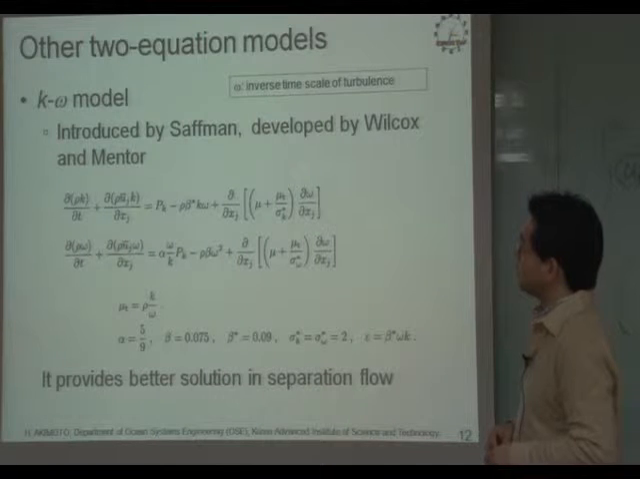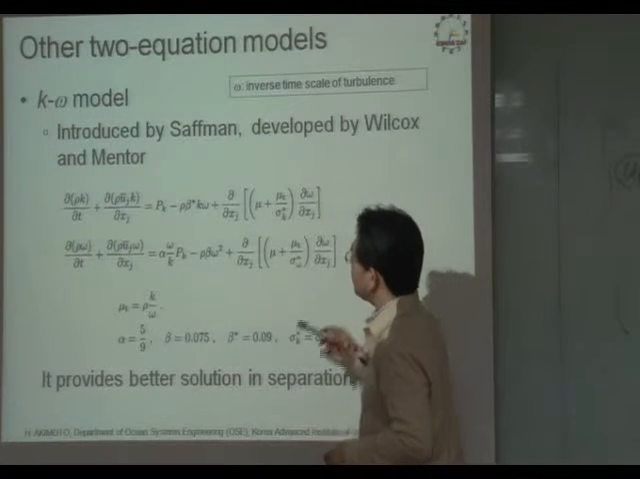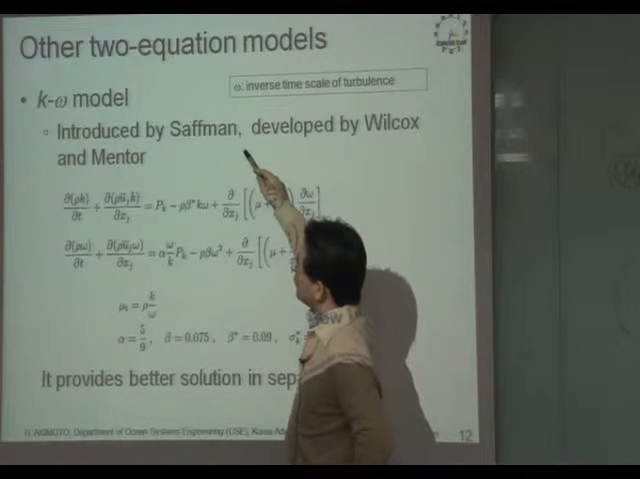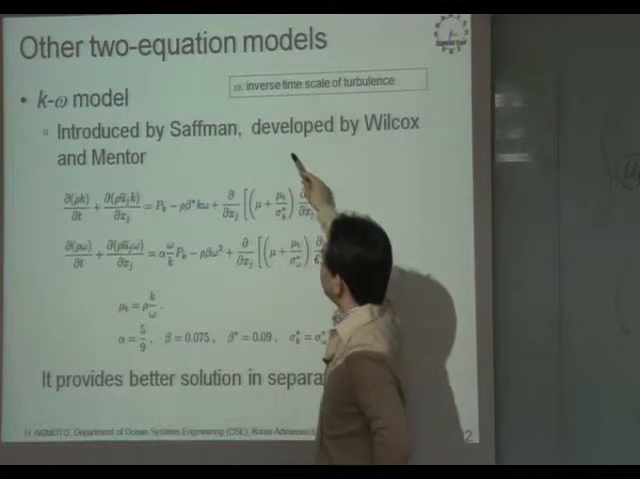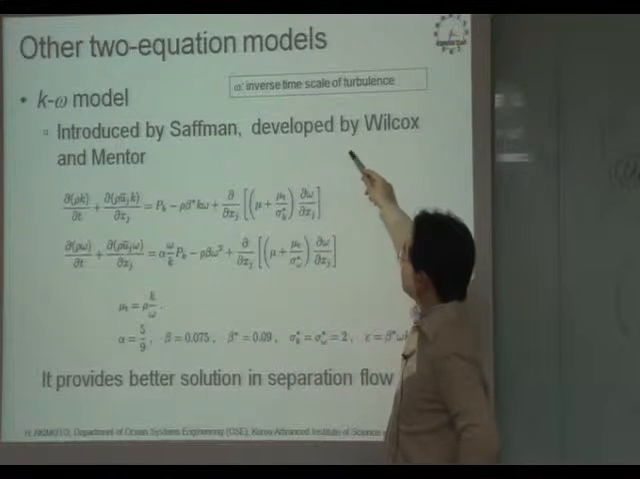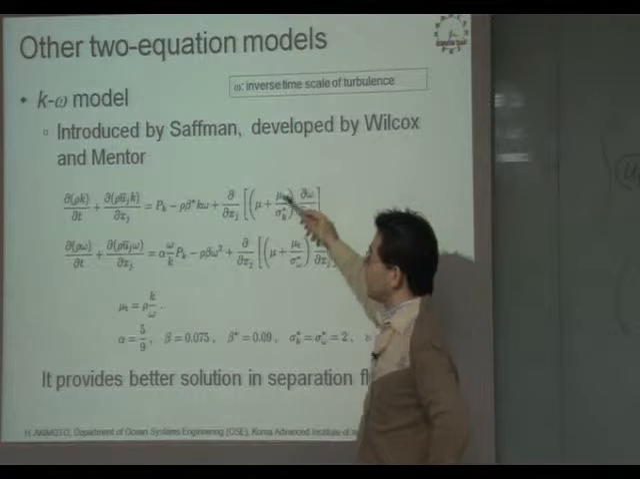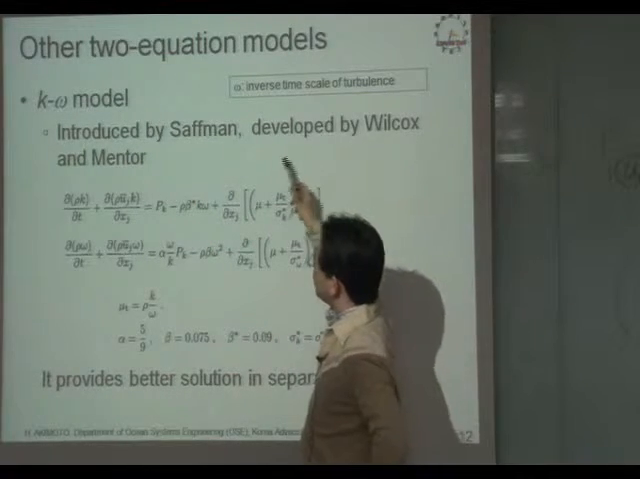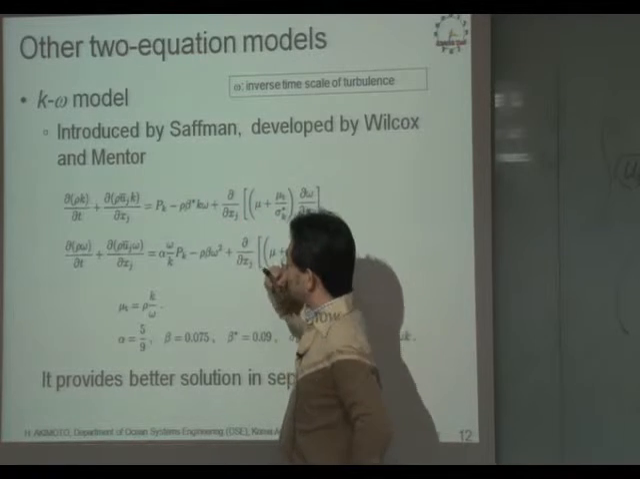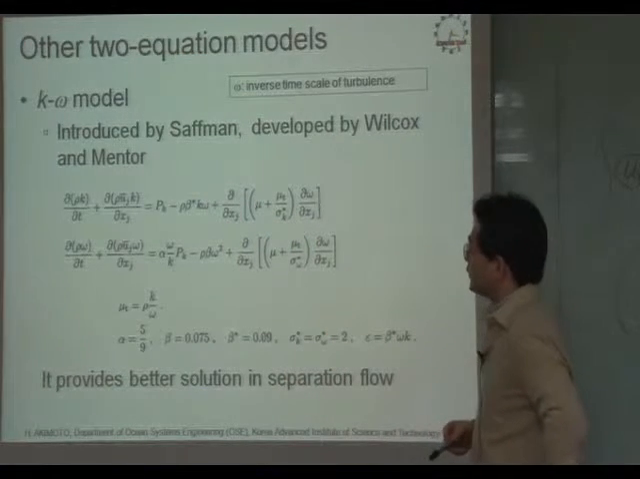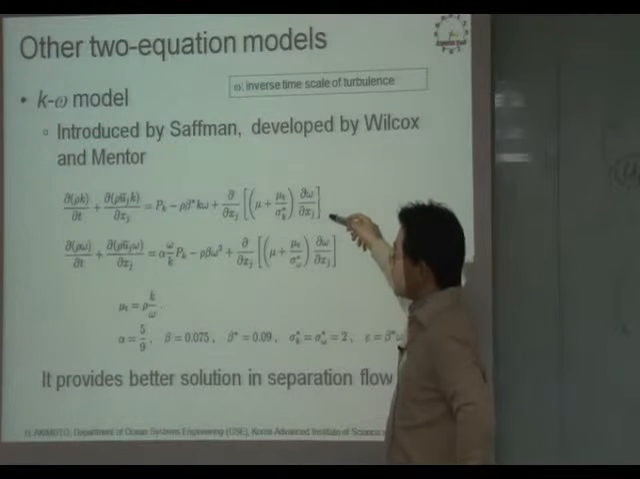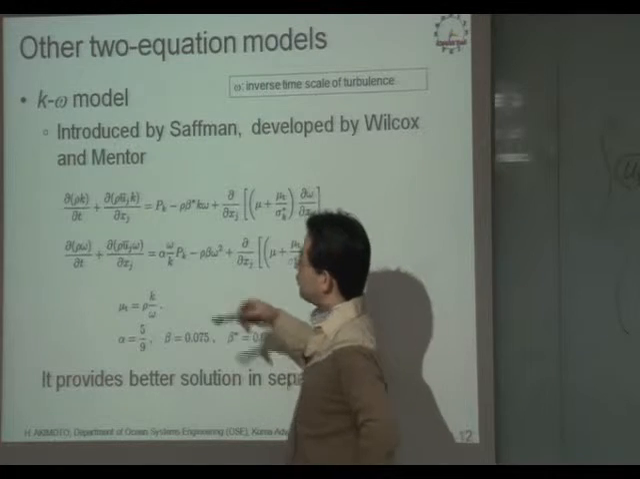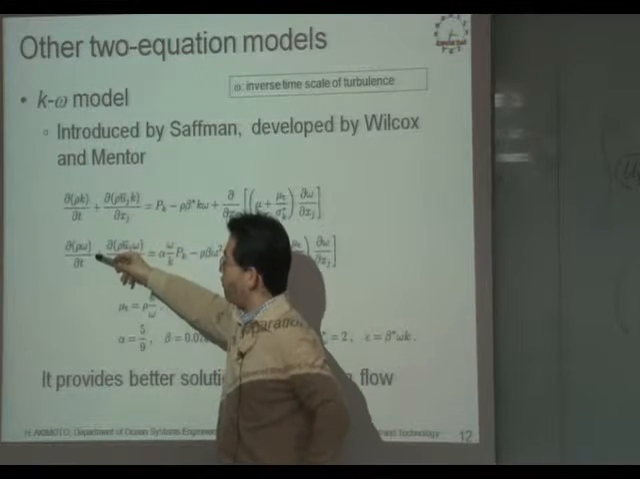K-omega model is in the textbook. I found that K-omega model is introduced by Saffman, and later it was developed by Wilcox and Menter. I know only the name of Wilcox and Menter. So in this case, the transport equations are for k and omega.